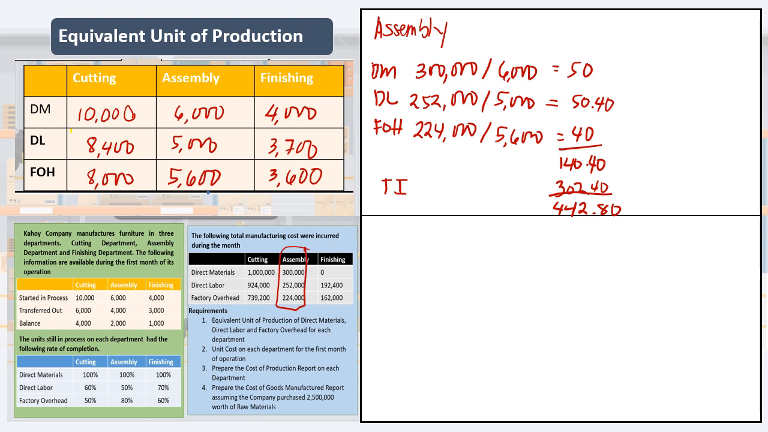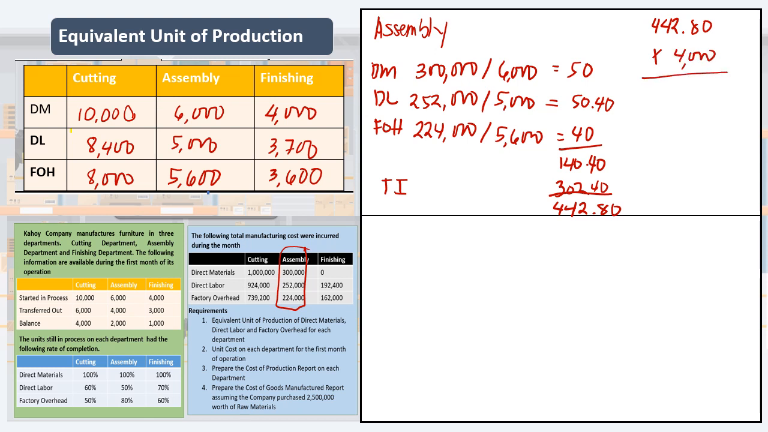So therefore, since na-compute na natin yung unit cost ng department number 2, then pwede na po natin makompute yung allocated amount doon sa ating transferred out naman sa finishing department. So ilagay muna natin dito the unit cost. The new computed unit cost is 442 pesos and 0.80 per product. Then, ang transferred out in units natin na pinasa natin sa finishing department is 4,000 units.